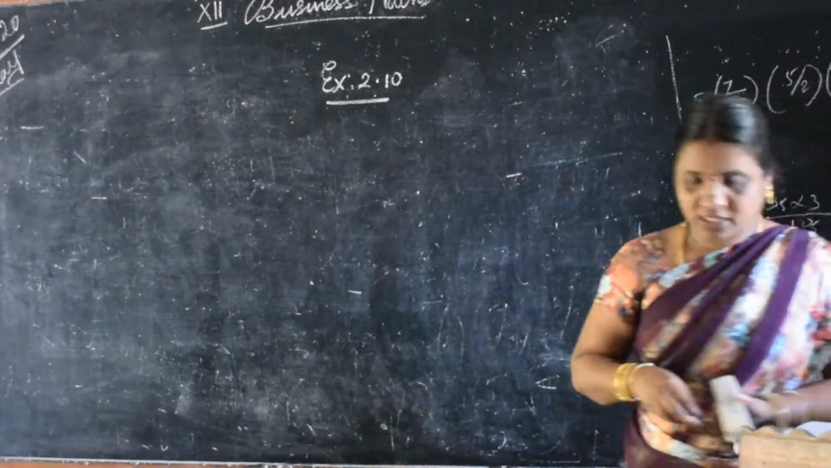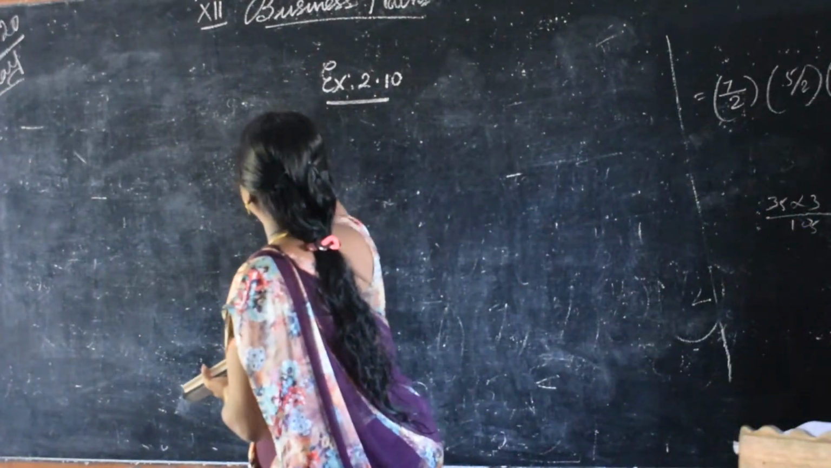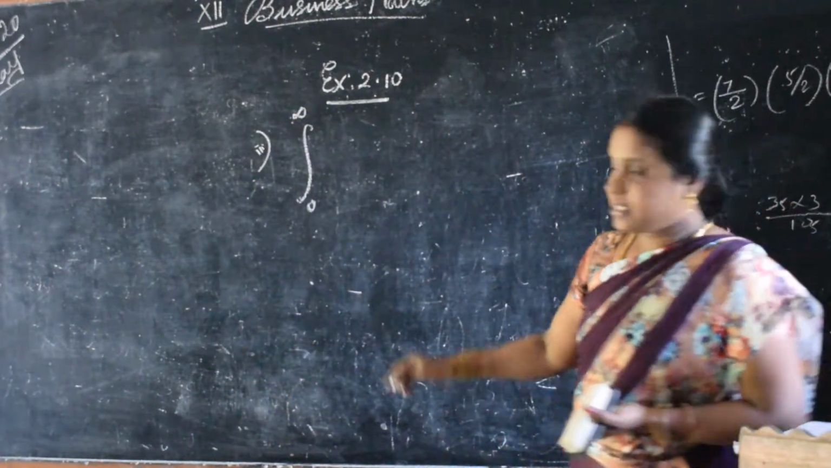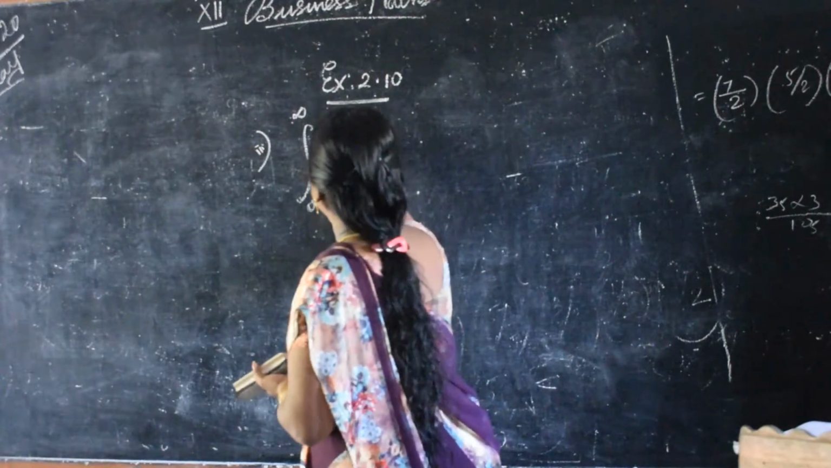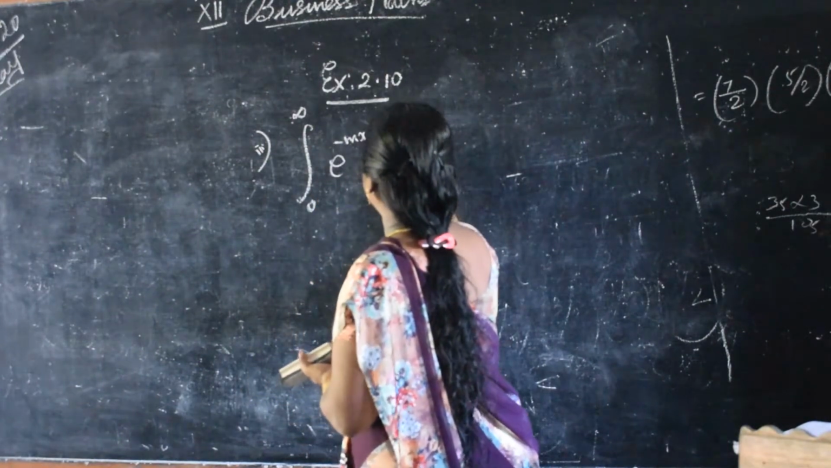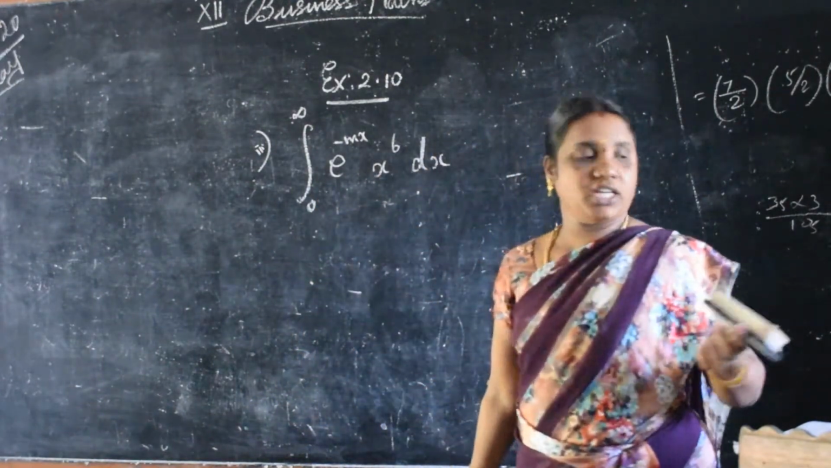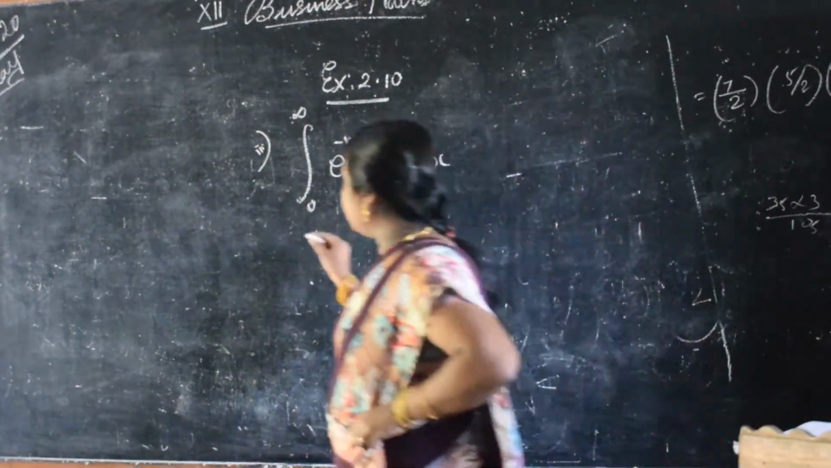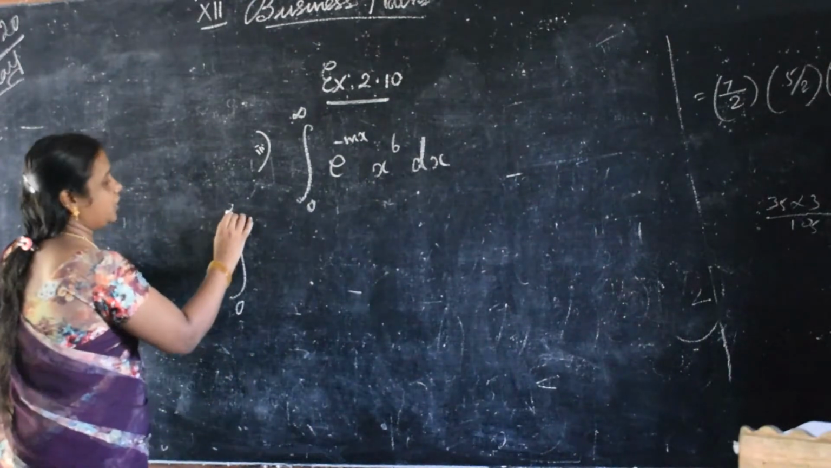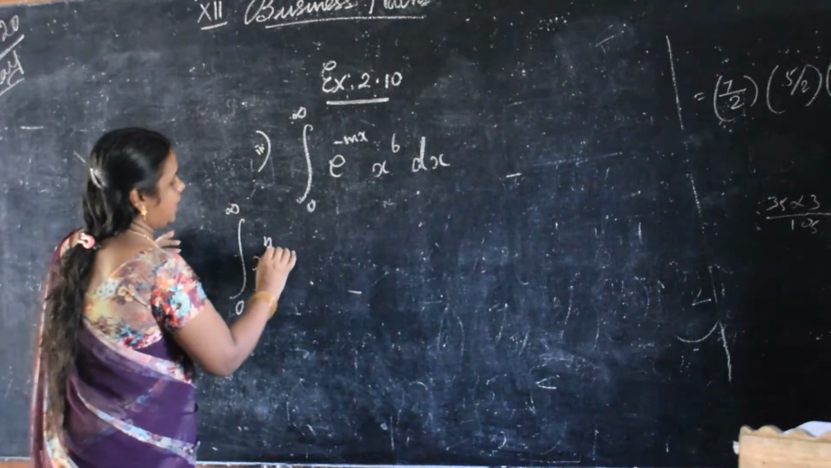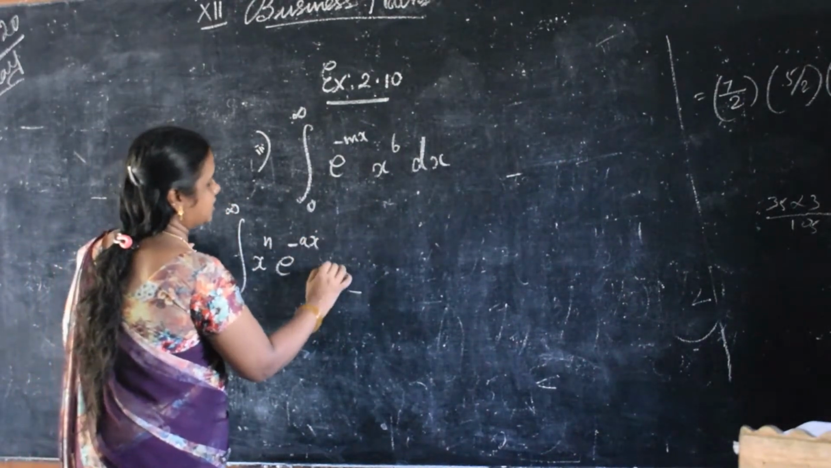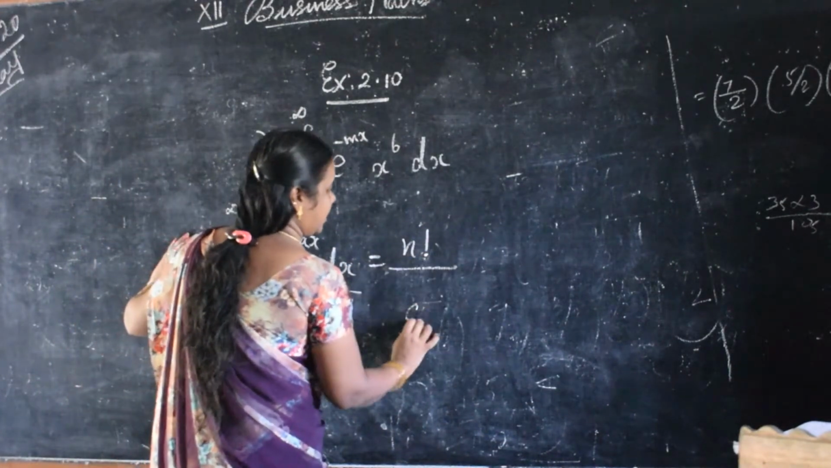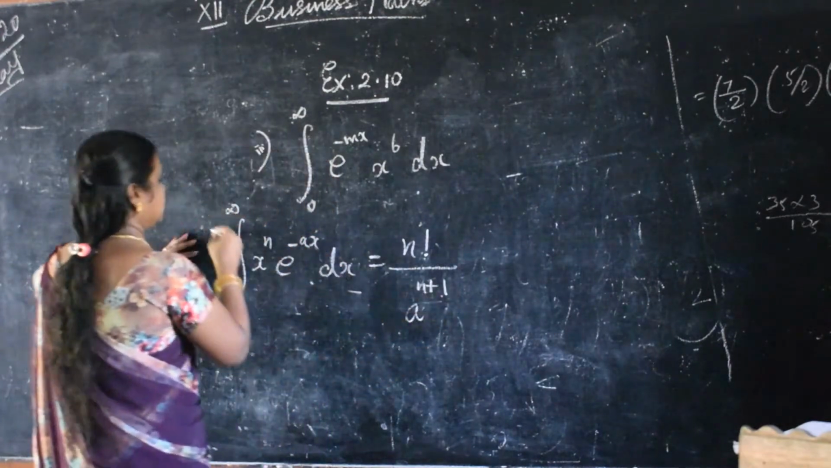Third problem. What is the third question? Integral 0 to infinity e power minus mx, x power 6 dx. This is a special case of the gamma integral, so we can use this formula: integral 0 to infinity x power n e power minus ax dx is equal to n factorial by a power n plus 1. This is the formula.